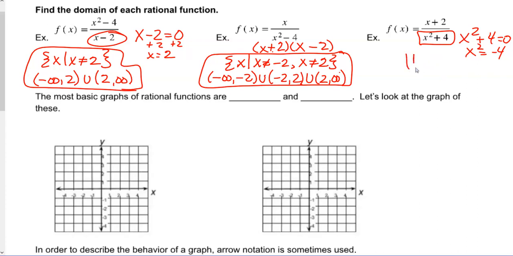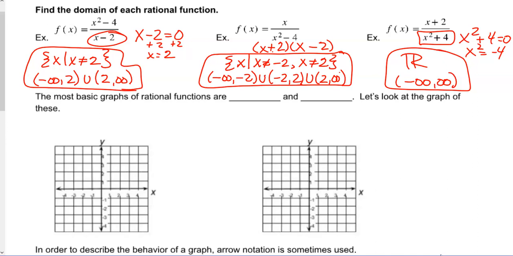So the domain of this function is going to be the set of all reals, or in interval notation, you can go from -infinity to +infinity. So be very careful. There's a big difference here between a plus in there and a minus in there when you're working with domain.